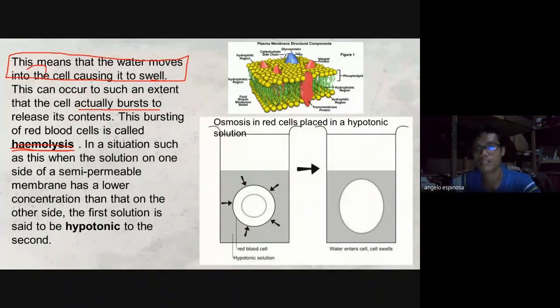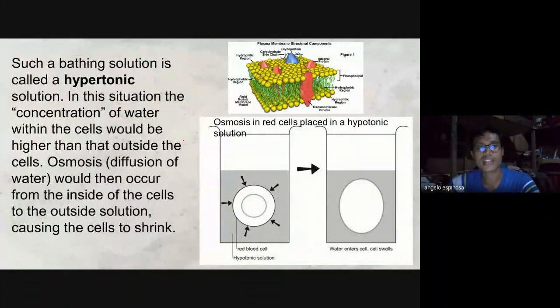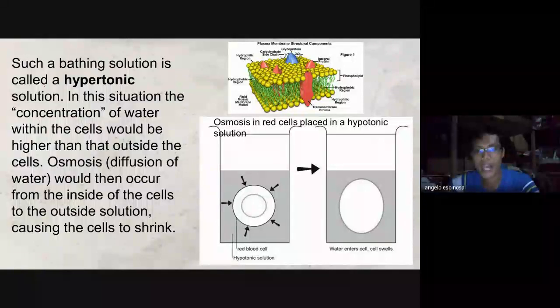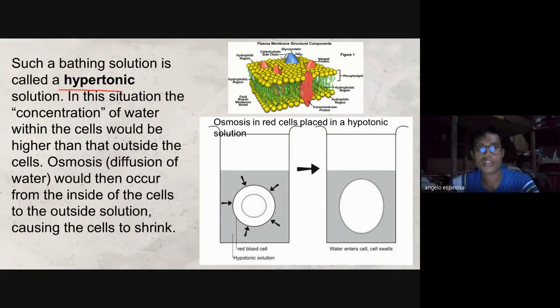Okay? Next is, we have such as bathing solution is called hypertonic. Hypertonic is a solution in this situation, the concentration of water.